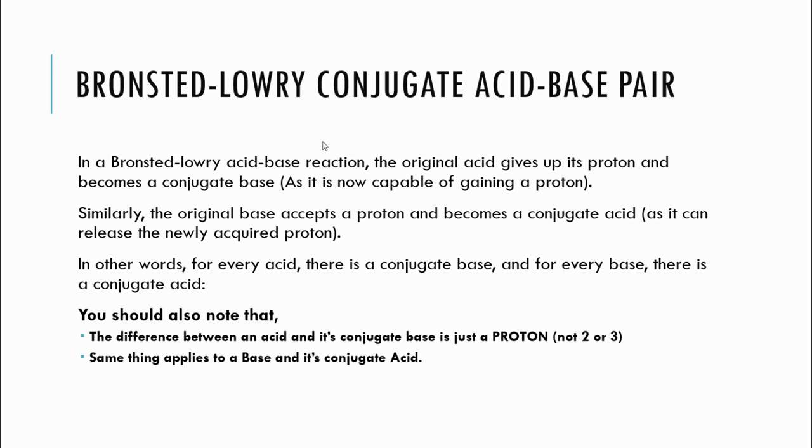In a Bronsted-Lowry acid-base reaction, the original acid gives up its proton and becomes a conjugate base. That means if an acid, don't forget, acid is a proton donor, donates that proton, what does it become? It becomes the conjugate base of the acid. Then, don't forget, it is donating that proton to a base. So if that base accepts that hydrogen, it now becomes what? A conjugate acid. Do you get my point?